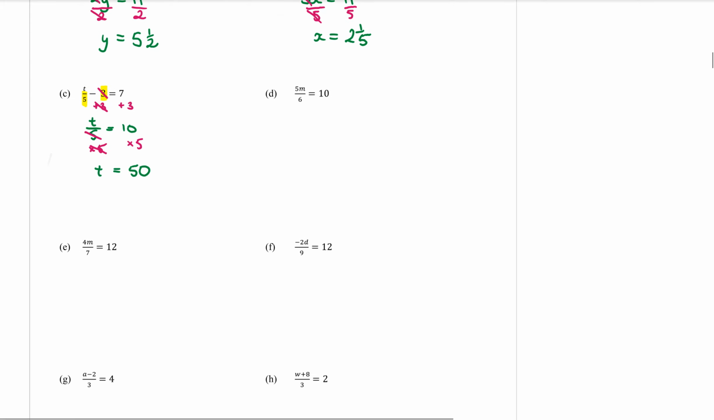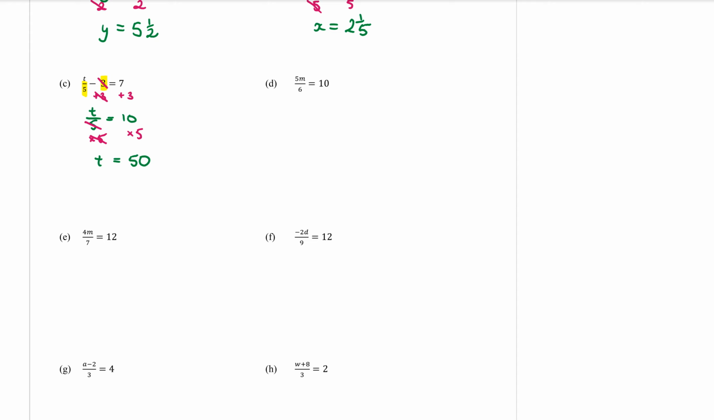Part D. We have 5m, so the 5 has been multiplied with the m, and then all of that has been divided by 6. So those are the two numbers to move away. The 6 was the last thing to happen, so it's the one that has to go first. I need to times by 6 to get rid of that. So that leaves 5m, and 10 times 6 equals 60. Now to get rid of the 5, because it's multiplied, I need to divide by 5. Cross them away. M is by itself. 60 divided by 5 makes 12.